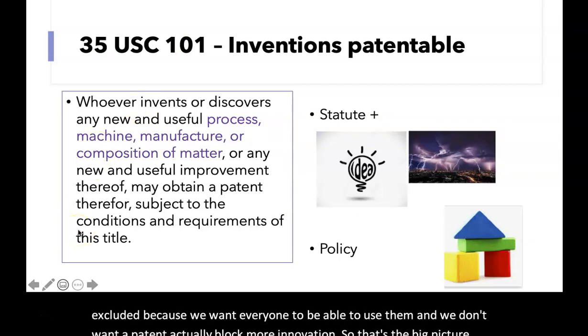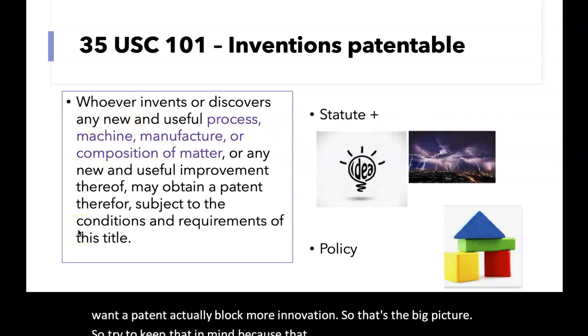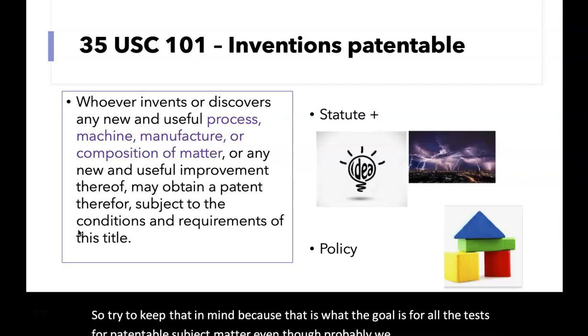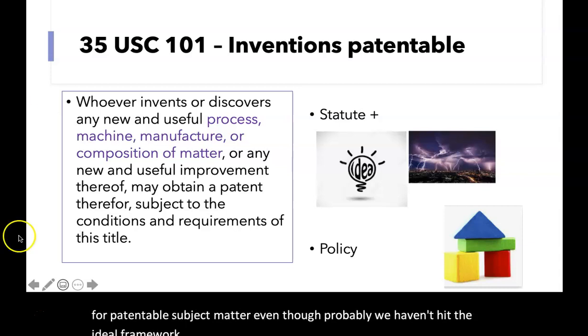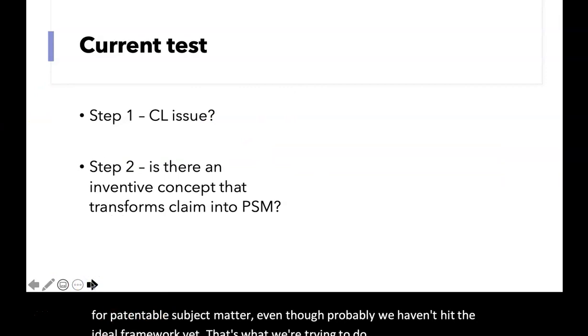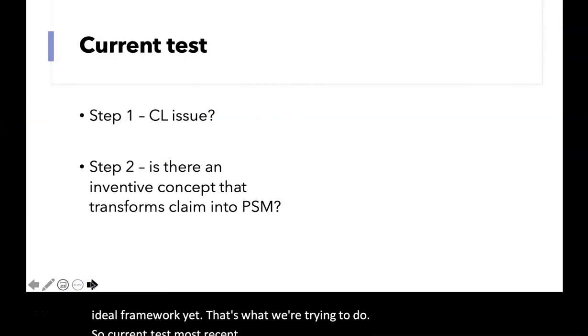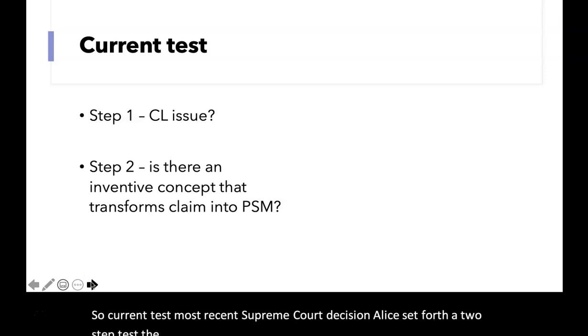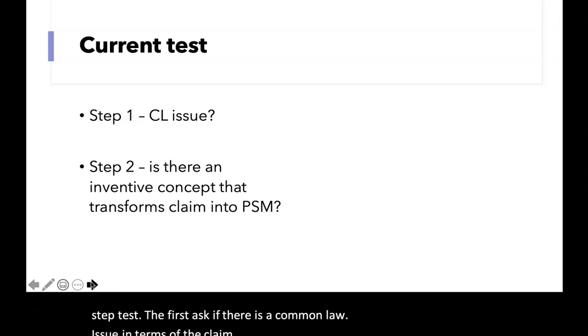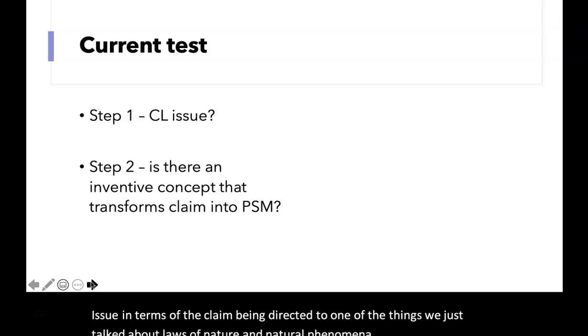So try to keep that in mind because that is what the goal is for all the tests for patentable subject matter, even though probably we haven't hit the ideal framework yet, that's what we're trying to do. So, current test. Most recent Supreme Court decision, Alice, set forth a two-step test. The first asks if there is a common law issue in terms of the claim being directed to one of the things we just talked about, laws of nature, natural phenomena, or abstract ideas. If it is, then we move to step two.